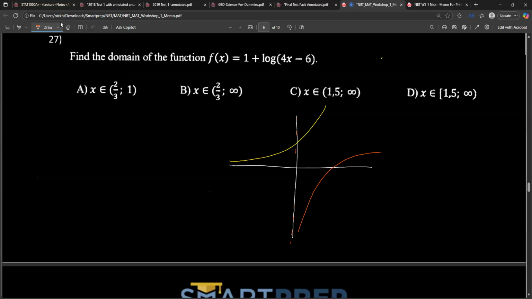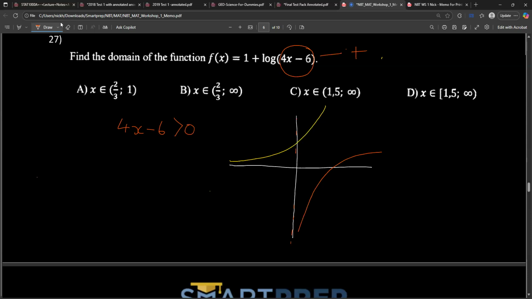Now what that basically means is that you can never get to negative. So this part here can never be negative. So this has to be positive. Okay. So in other words, 4x minus 6 has got to be greater than 0.